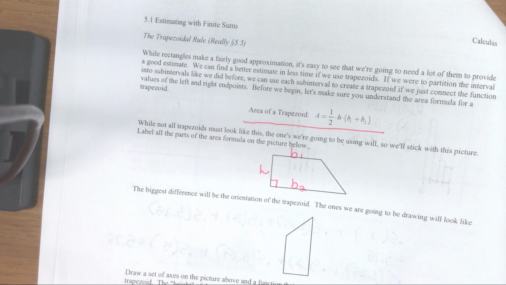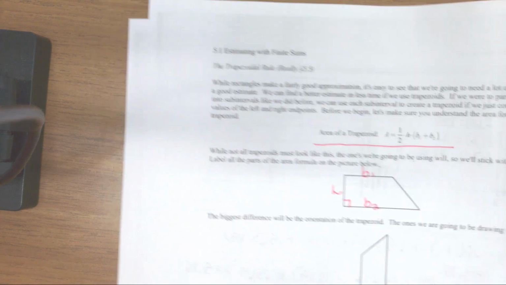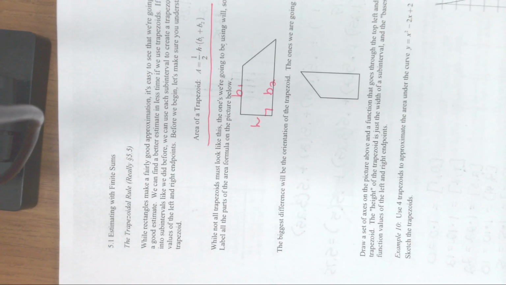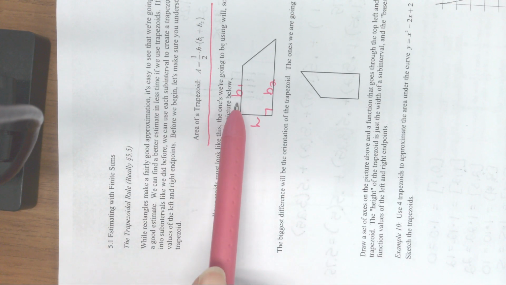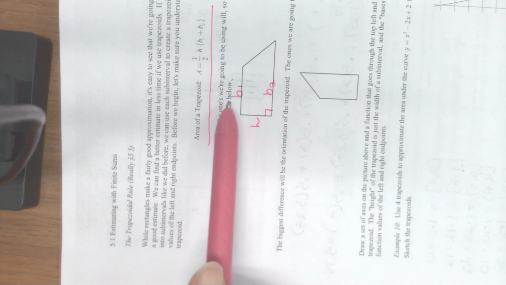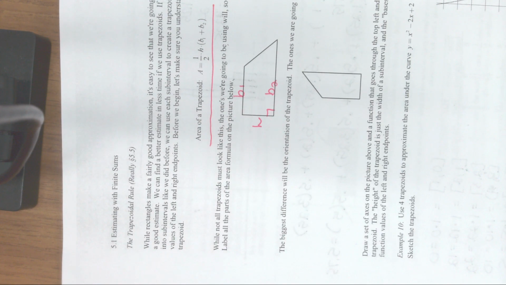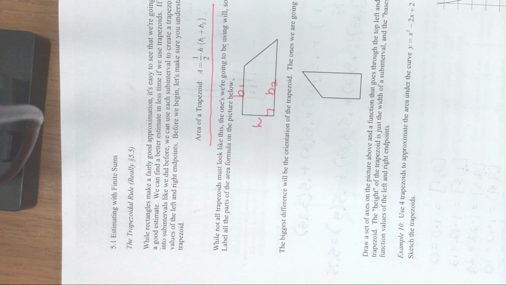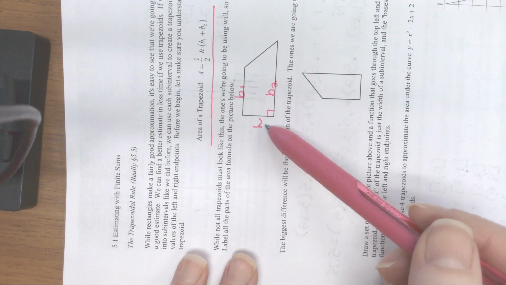So that's the area of the trapezoid, but when I'm doing this on a curve, what happens is I'm flipping this trapezoid like this. Okay, so how am I going to figure out what B1 and B2 are? B1 and B2 are going to be, remember our rectangles? They're going to be the sides of our rectangles, or the functions. And then the height would be the width of the interval in these.